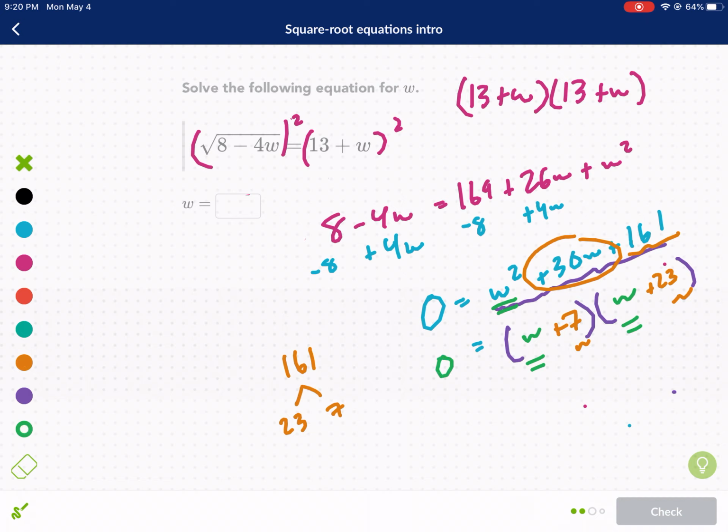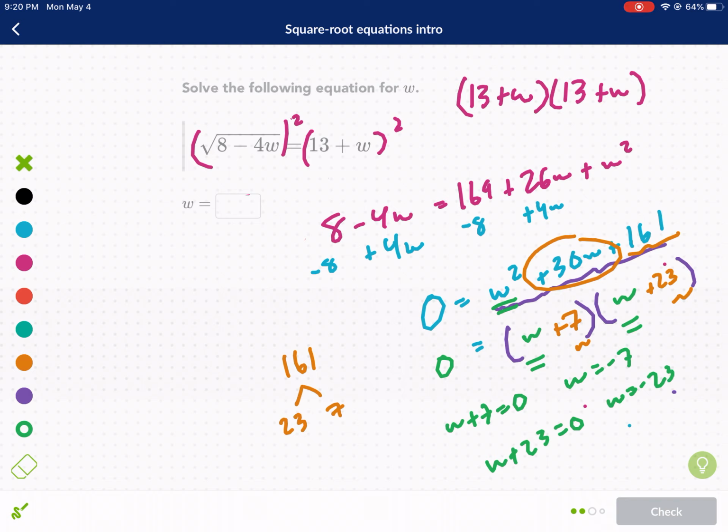So we need to set both of these solutions to 0. So w plus 7 equals 0. W plus 23 equals 0. Therefore, w equals negative 7. W equals negative 23. Finally, we have to check these solutions.